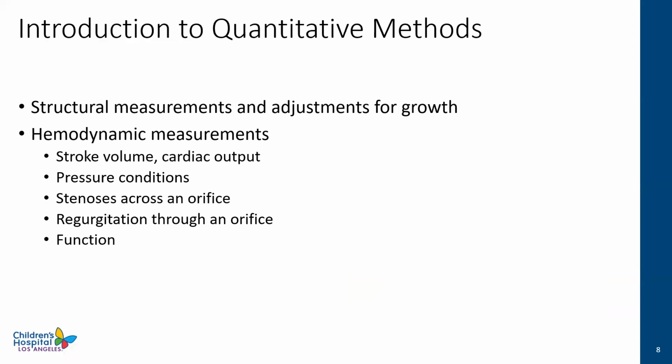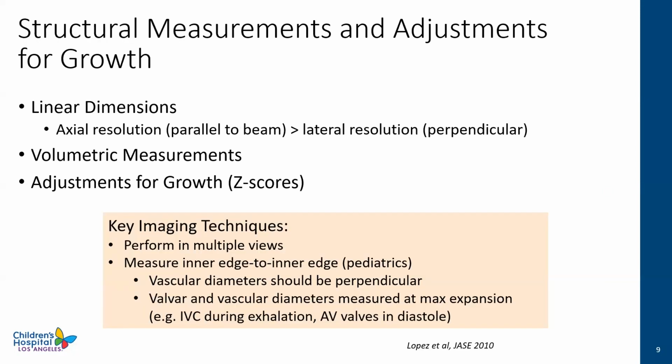So when we talk about quantitative methods, I broke it down into basically structural measurements, which we adjust for growth, and then hemodynamic measurements, which will be the bulk of this talk. So structural measurements, this is probably the simplest quantitative measurement we have in cardiac ultrasound. We can look at linear dimensions, we can look at volumetric dimensions, and then like I mentioned, for pediatrics, we really have to adjust for growth, and oftentimes that's with a Z-score based on their BSA.